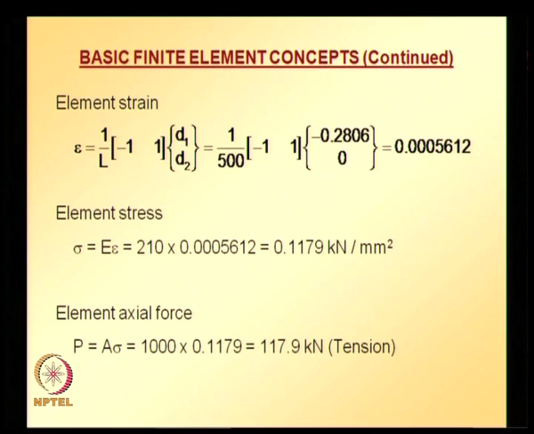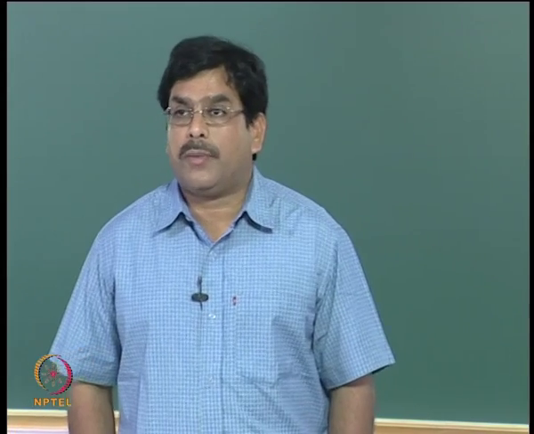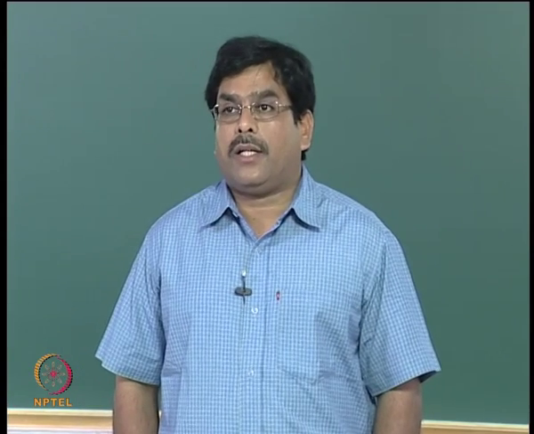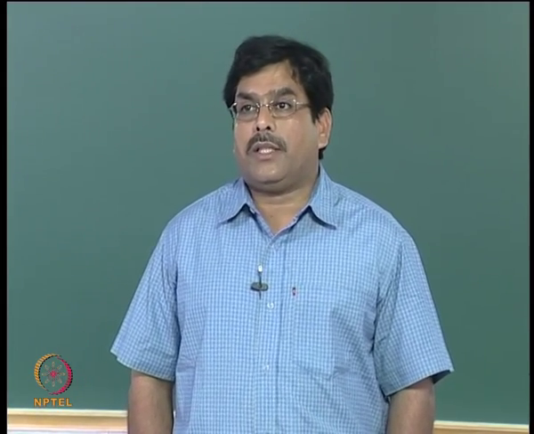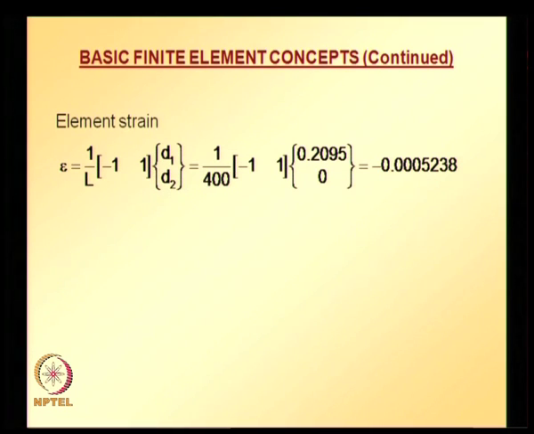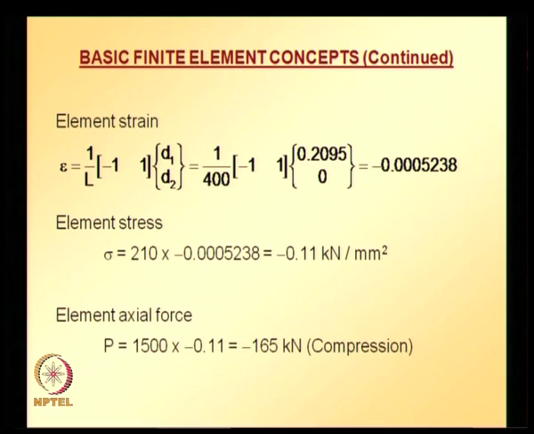Similarly, for element 2, local displacements can be obtained using global displacements u1 v1 that we just calculated, and u2 v2 for element 2 corresponds to u3 v3, which are 0. So the local displacements can be obtained in this manner. Once we get local displacements, we can calculate element strains using this relation, and element stress. It turns out that element strain is a negative quantity, that is compressive, and element stress also turns out to be negative, and element axial force turns out to be negative. So it is compressive force. So the member is in compression.